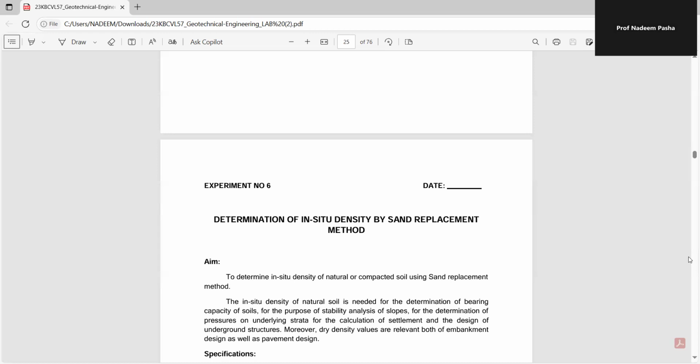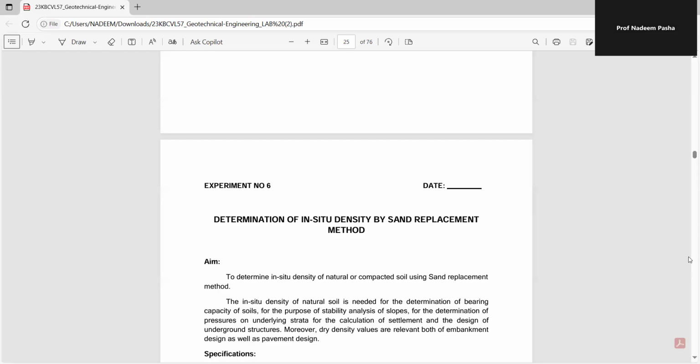The in-situ density of natural soil is needed for determination of bearing capacity of soil, for the purpose of stability analysis of soil, for the determination of pressure on underlying strata, for the calculation of settlement and the design of underground structure. Moreover, dry density values are relevant both for embankment design as well as pavement design.